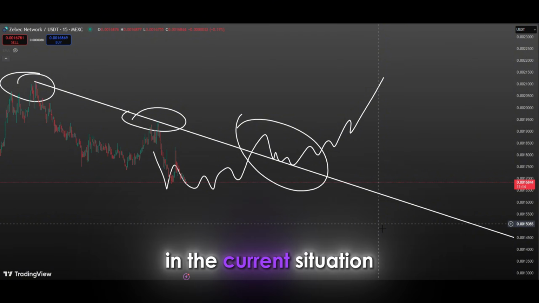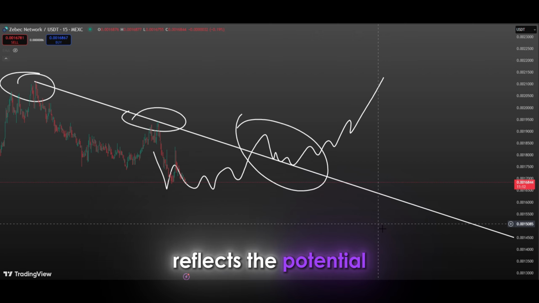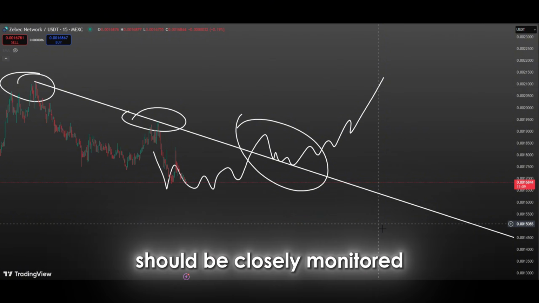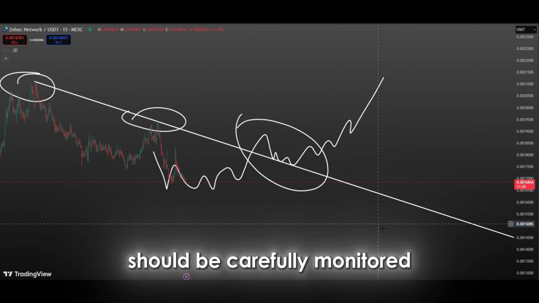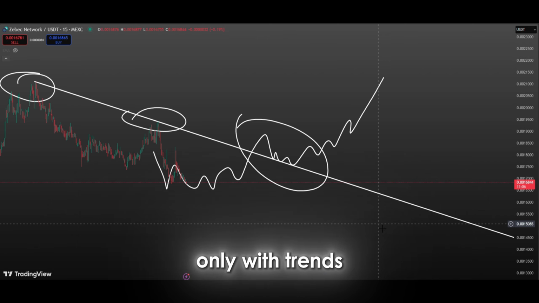In the current situation, the fact that the price is preparing to realize this breakout strongly reflects the potential for the market to enter a positive process. For this reason, this trend line should be closely monitored and price movements should be carefully monitored after the breakout. But we cannot decide the analysis only with trends. Let's look at other metrics.